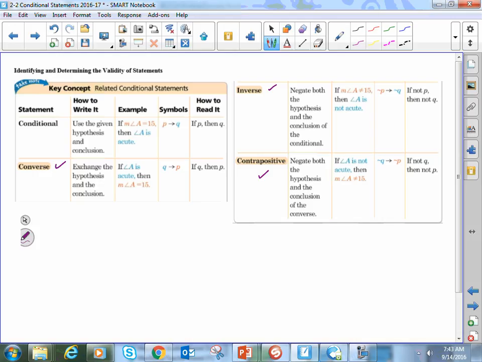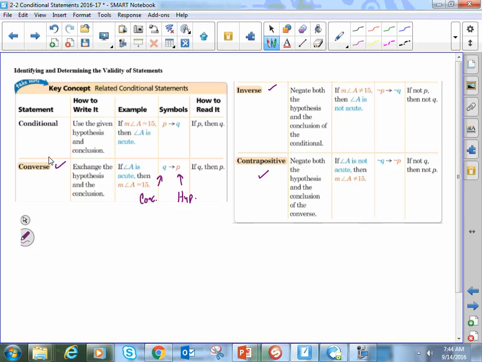The converse, the difference between the conditional statement and the converse, is that we take the hypothesis and conclusion and just change their order. So in this case, you see the conclusion comes first, followed by the hypothesis. And this is how we read it. It says if P then Q, and of course the arrows here, then we would say if Q then P. We put the hypothesis second for a converse statement.